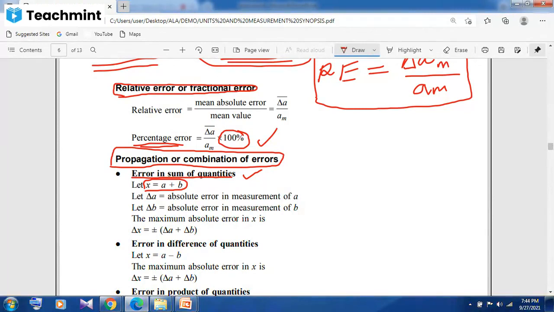So what is that? In measurement of A also there will be some error, delta A. In measurement of B also there will be delta B. So what is the total error then? Delta X is the total error. If it is asked in a question what is the error present, like in addition, of course it is just delta A plus delta B. We have to add the errors, students.